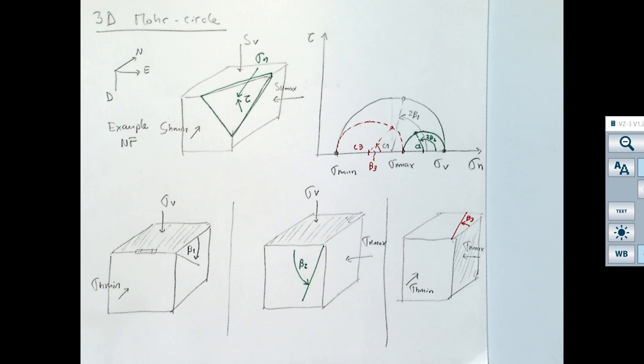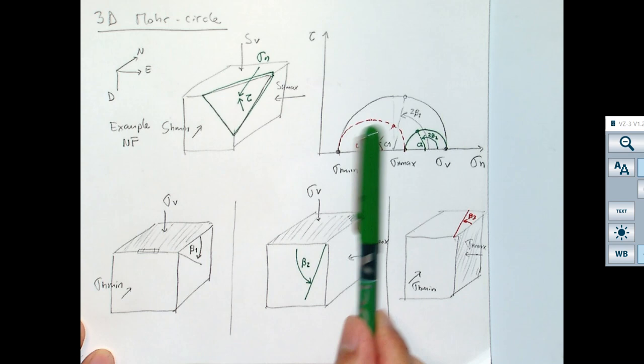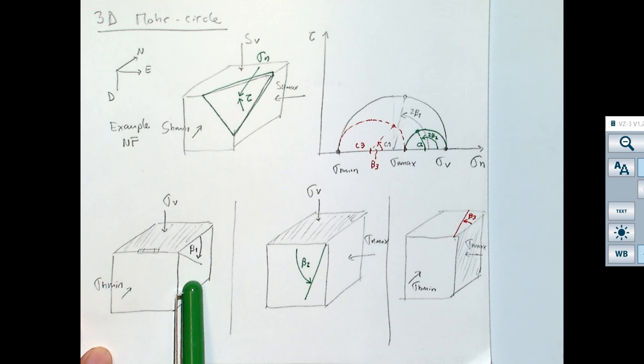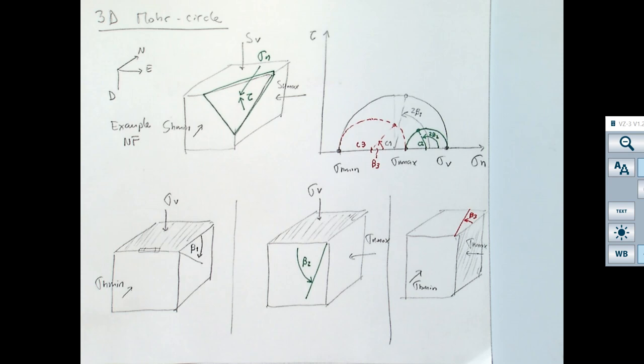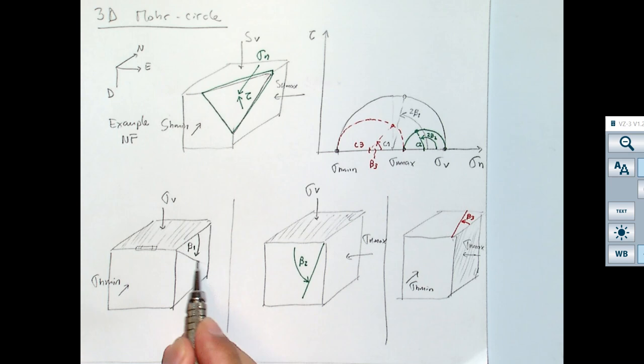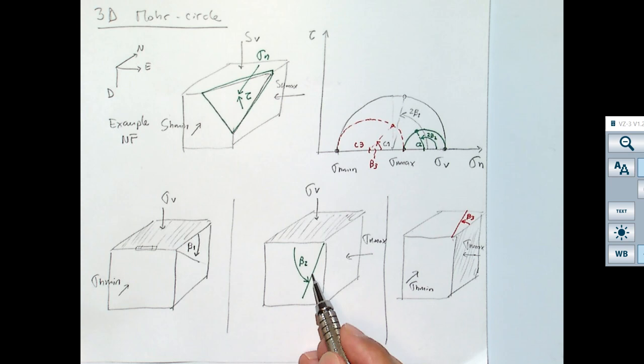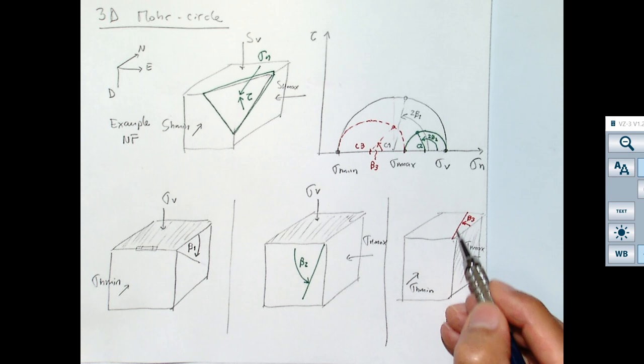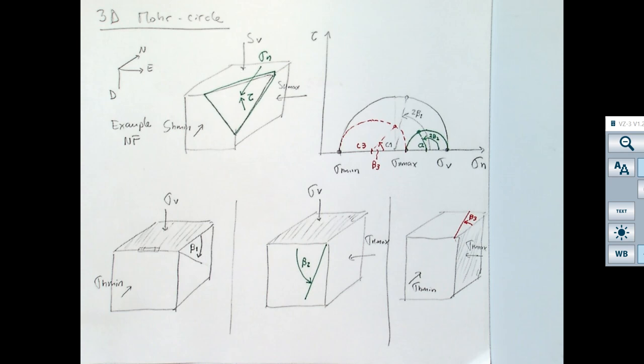Something very important now is that you remember that the lines of the Mohr circles represent all planes which are aligned with one of the principal stresses. Notice that, for example, this plane over here is aligned with sigma H max. This plane over here is aligned with sigma H min. And this plane over here, which is vertical, is aligned with vertical sigma V. So all of those planes are aligned at least with one of the principal stresses.